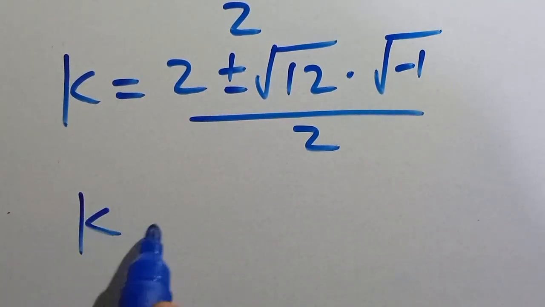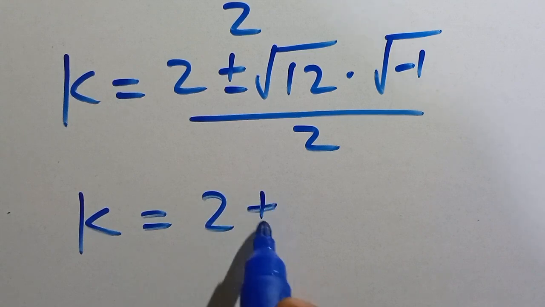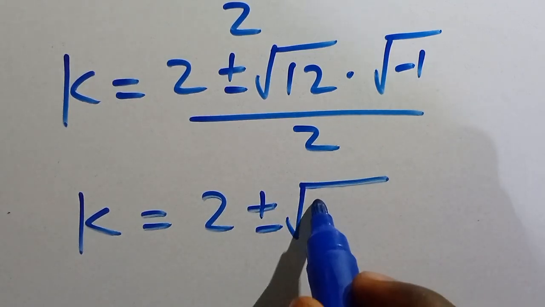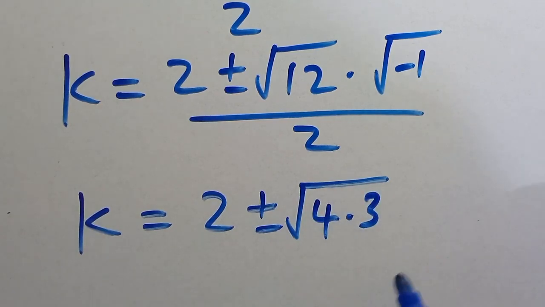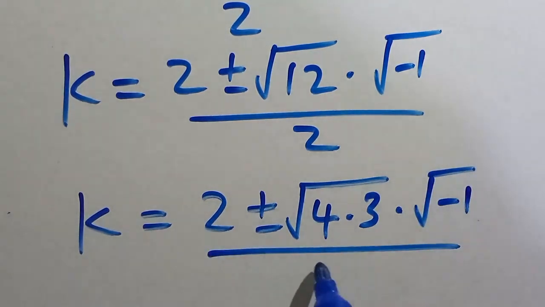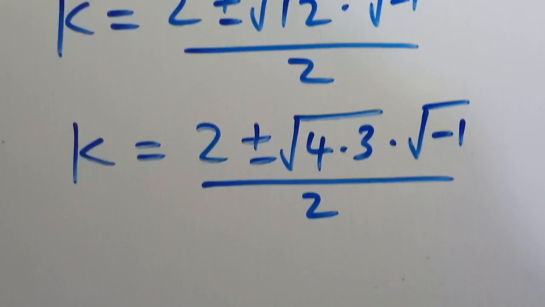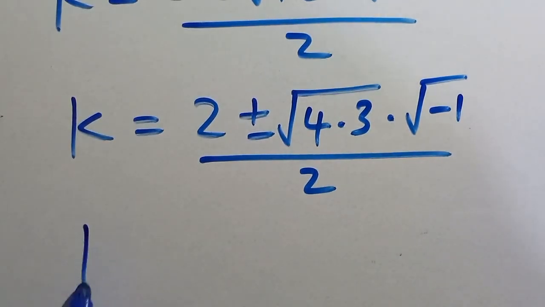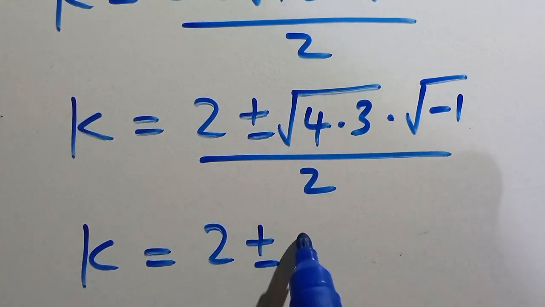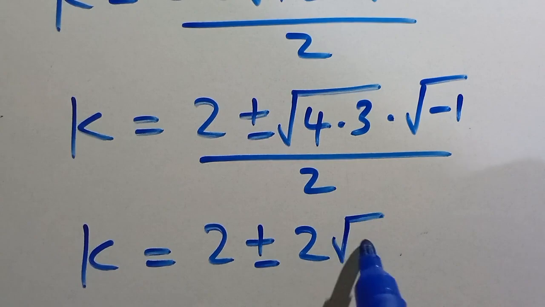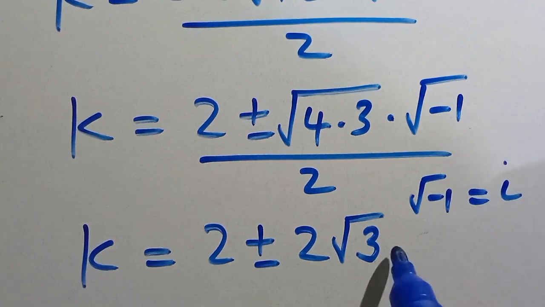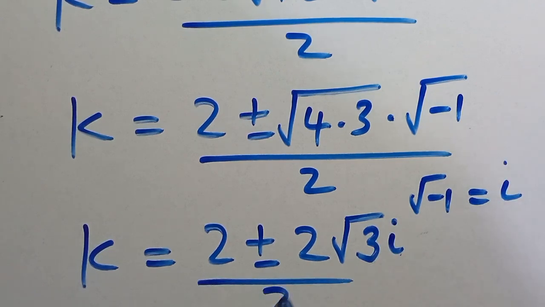So we have k equals 2, positive or negative. We can simplify 12 as 4 times 3, then times root of minus 1, divided by 2. So we have k equals 2, positive or negative, root 4 will give us 2, root 3. Then root of minus 1 equals i. Definitely here will be i, all divided by 2.